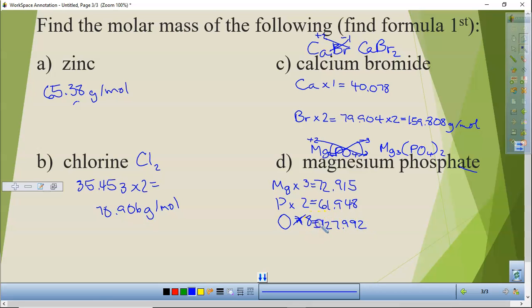127.992. Okay, so you add all 3 of these together. It's going to be 72.915 plus 61.948 plus the molar mass of oxygen, which gives me 262.855. And the unit is grams per mole. Okay, molar mass, not hard.